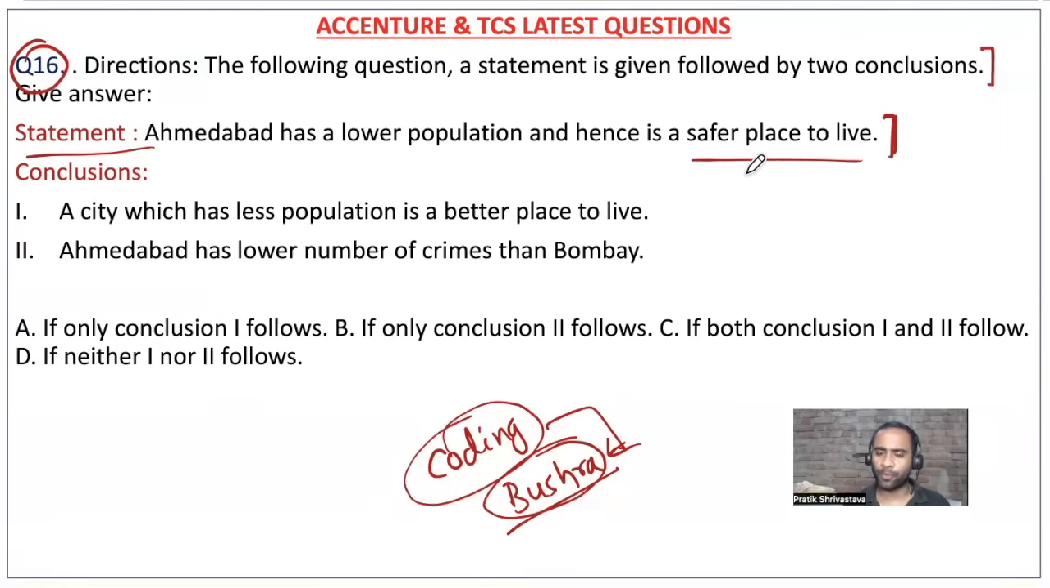Ahmedabad has a lower population and hence is a safer place to live. No. Lower population will never guarantee that it will be a safer place to live, right? Even in a lower population there might be thieves, there might be criminals, so definitely this cannot be concluded. Ahmedabad has a lower number of crimes than Bombay. You have not talked about any of the crimes, right? So definitely that will also not be considered. So here our answer will be neither one nor two follows.